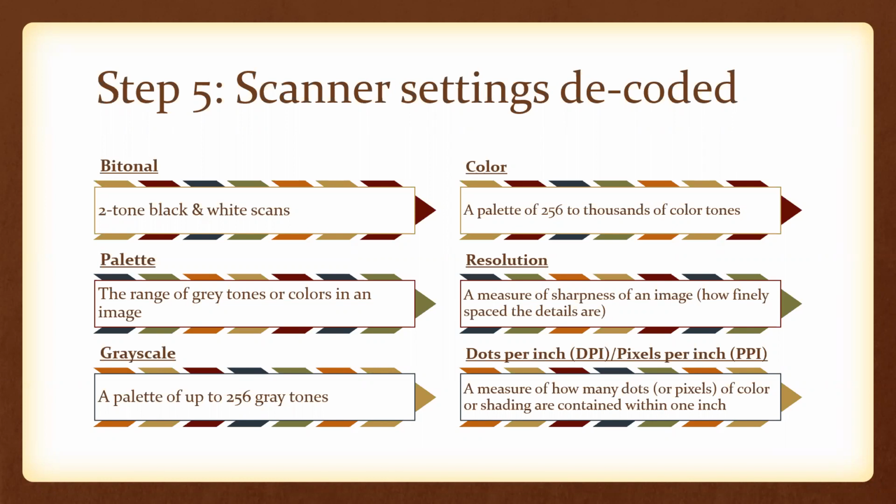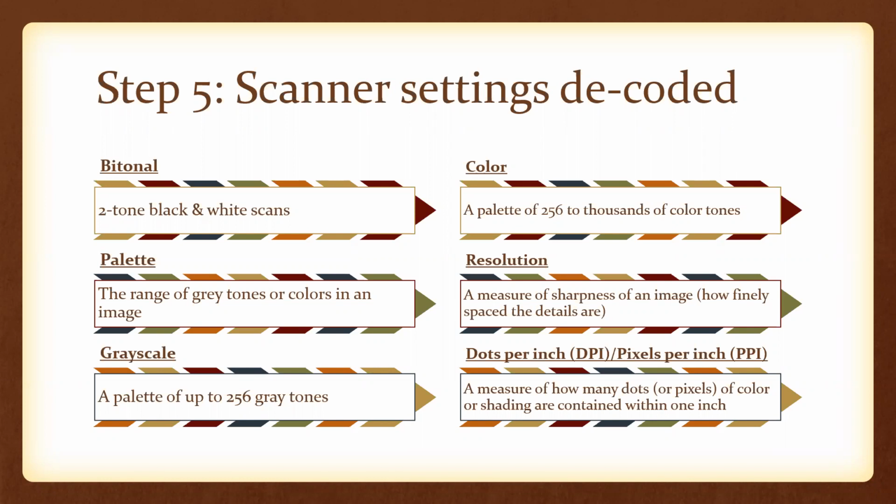Second is palette. That just means it's a range of gray tones or colors in an image. Third is grayscale, and that's a palette of up to 256 gray tones. And this would be best for black and white photographs, and grayscale may also capture music and handwriting details better than bitonal scans will. Fourth is color, a palette of 256 to thousands of color tones. And this can be used for photographs, maps, diagrams, illustrations, and other documents.